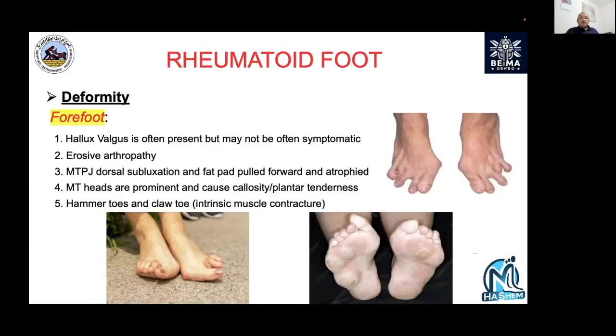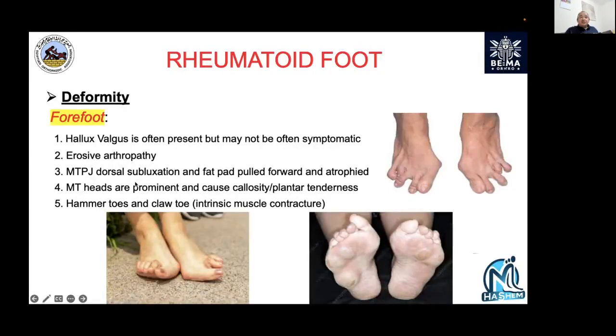So with the rheumatoid foot, you can see the forefoot, as you definitely spot there is a hallux valgus, and always there. Most of the time, clinically, it is not symptomatic, and this is not the main complaint of the patient. The patient has polyarthralgia and joint pain. His biggest problem is the bunion or the hallux valgus. Definitely on X-ray, you will see erosive arthropathy, and this erosion will be very articular because the problem starts in the synovium.